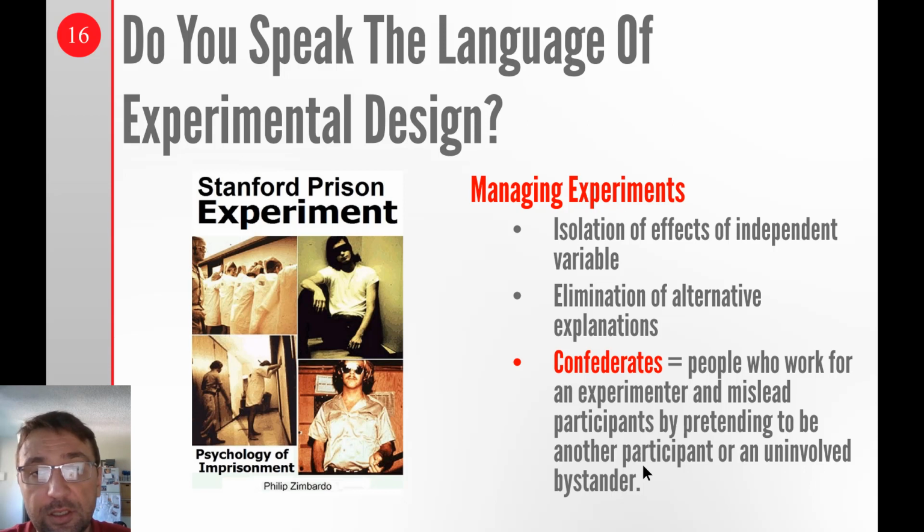Let's keep going. So when we do an experiment, we need to isolate the independent variable. So basically make sure it's not some other confounding variable that's changing things, eliminating alternative explanations. One of the ways we do that is with what are called confederates. Confederates are basically just paid research assistants, but they are generally people who are doing some fake role. They're pretending to be something else.